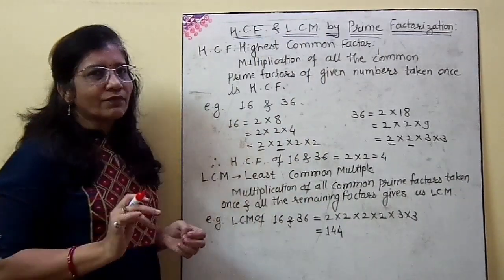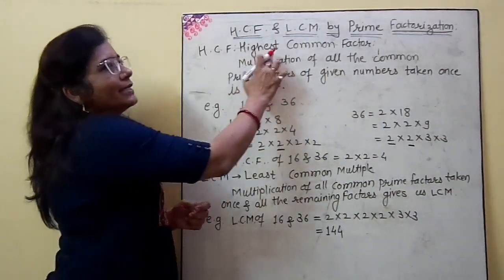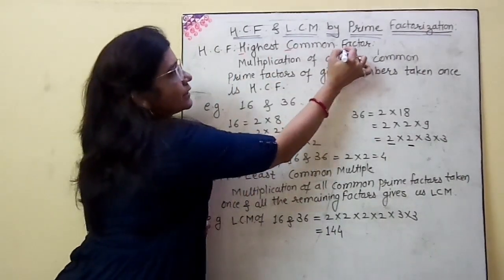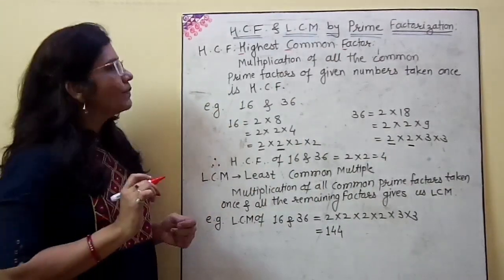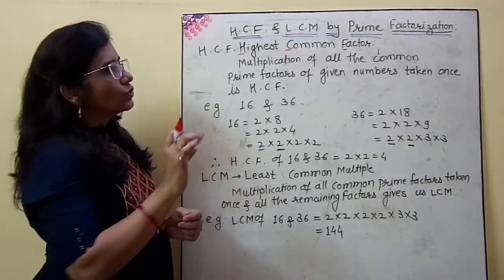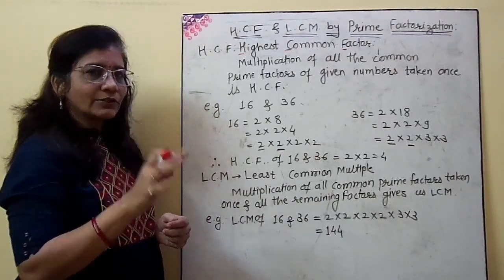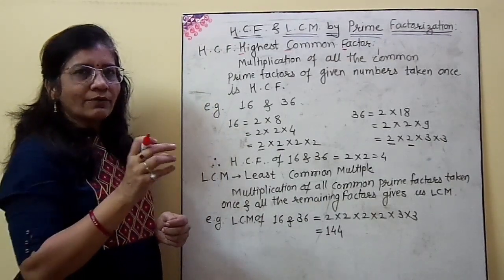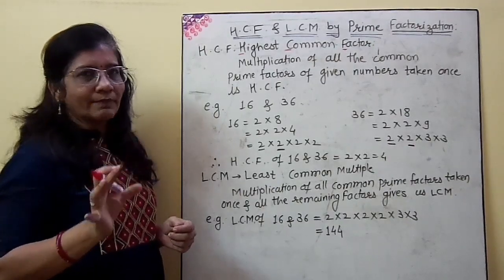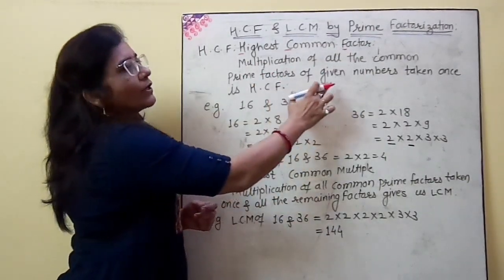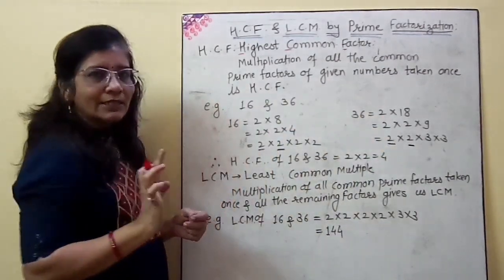In this video, we are going to see HCF and LCM by prime factorization. So, what is HCF? HCF is the highest common factor. To find it, we have to find the factors of the given numbers, collect the common factors and multiply them. That is, the multiplication of all the common prime factors of the given numbers, taken once, is the HCF.